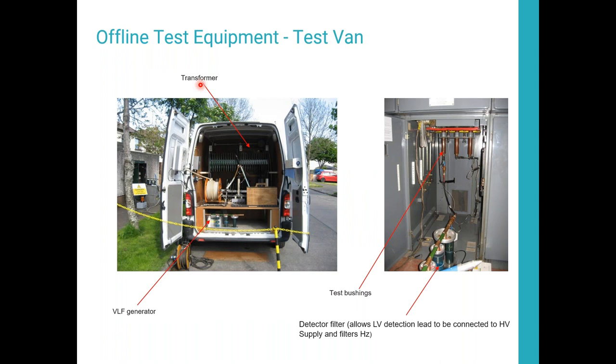Some examples, or a look at some of the equipment. This is a van-mounted VLF generator, so it's a higher voltage system, probably up over 100 kV, where your transformer, because of its size, has to be very large to generate the current that you're going to need. And you've got a generator in here, cables come out, you can see them coming out here to your detectors, filters, and your connections to your system here.